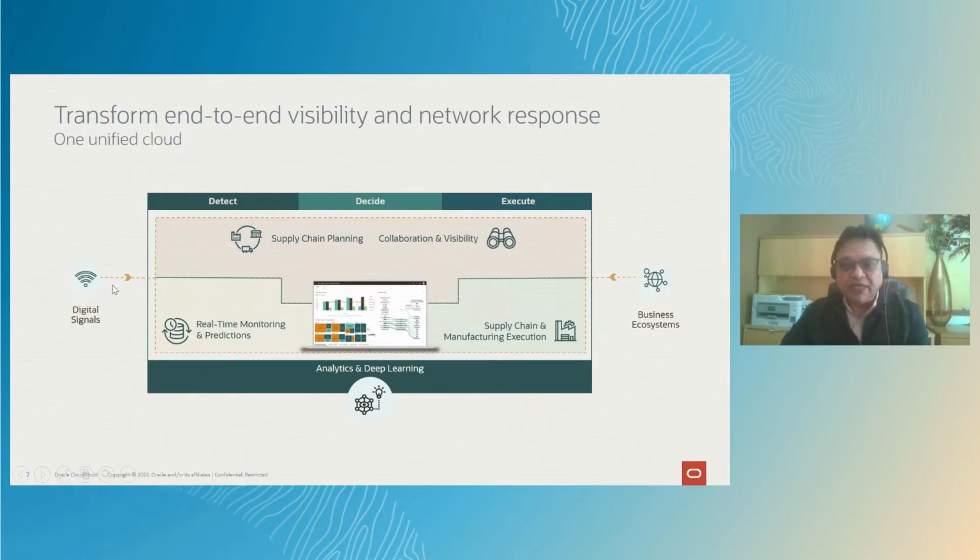So we start with digital signals, your asset health, real-time monitoring and predicting those. Once there are any issues, supply chain planning can plan around those. Supply chain execution connects through collaboration and visibility to all your external systems, and analytics and deep learning in the middle.